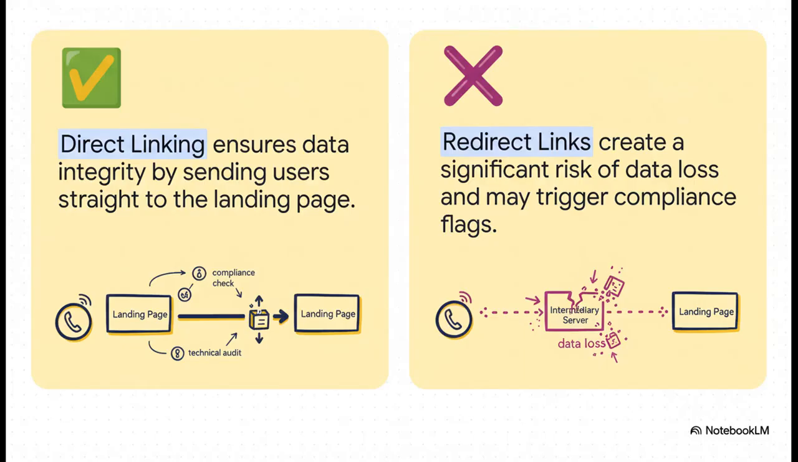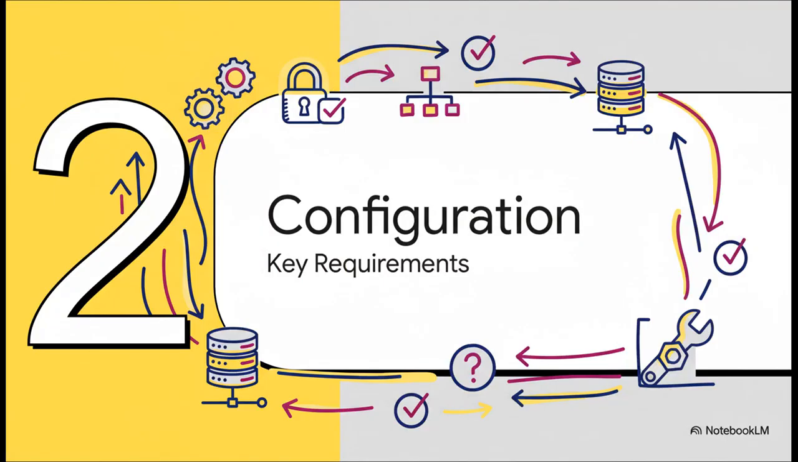This slide really lays it all out. You can see on one side, with direct linking, everything's clean. The data integrity is there because users go straight to your landing page. But look at the other side. Redirect links. That extra step, that's where things get risky. You're introducing a major chance for data loss, and it can even throw up red flags for Snapchat, putting your whole account at risk.